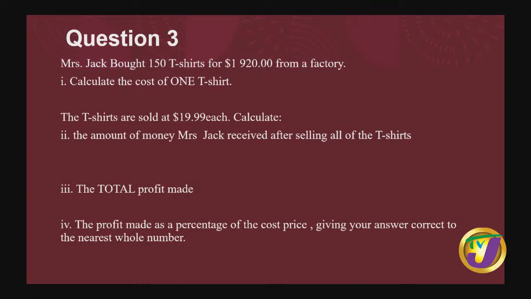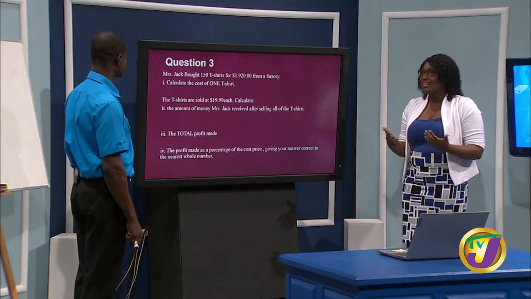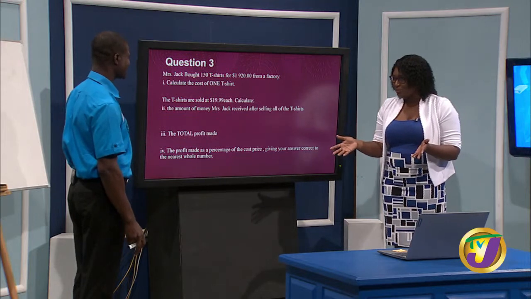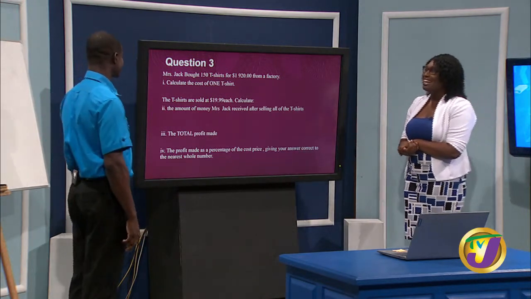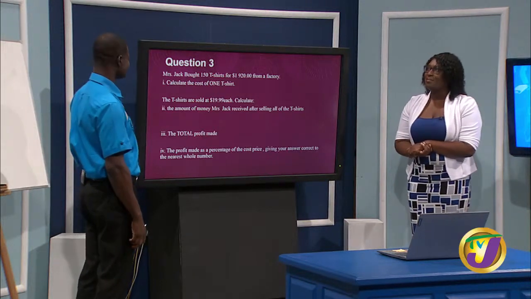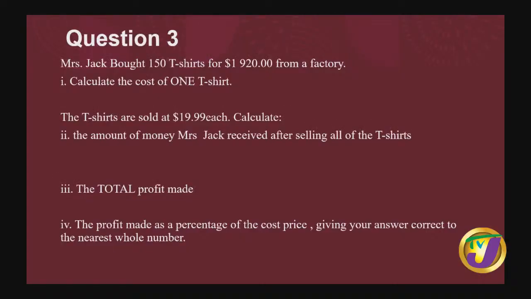Using all of the strategies that we've been using all along, guys, you know what we're going to do now. We're going to just divide. So it's 1,920 divided by 150 because I now need to find the unit cost, the cost of one T-shirt. So there we go. The cost of one T-shirt is $12.80.